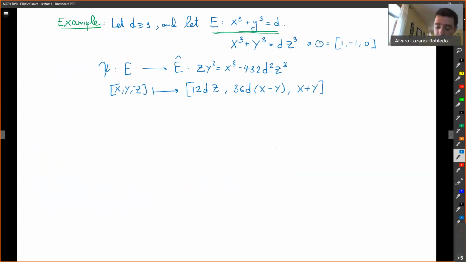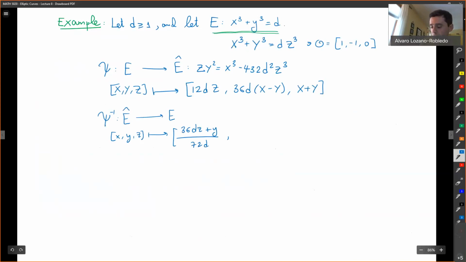Okay, and in fact it has the inverse, which can be written as (x, y, z) goes to (36dz + y, (36dz - y)/72d, x/12d). Okay, so those maps give you this isomorphism from one place to another.